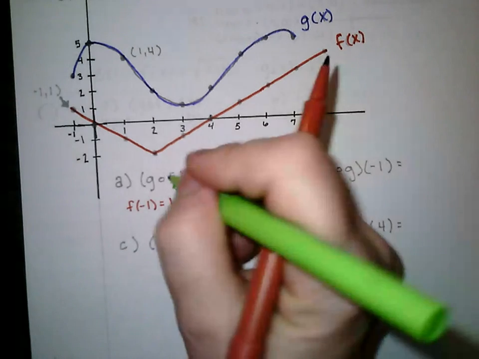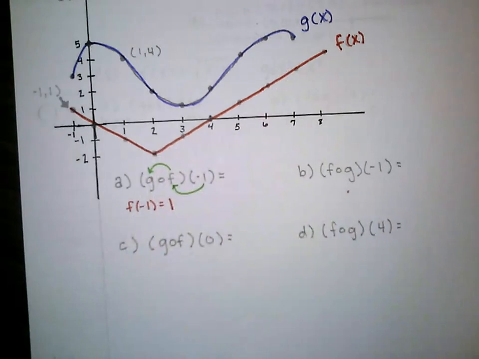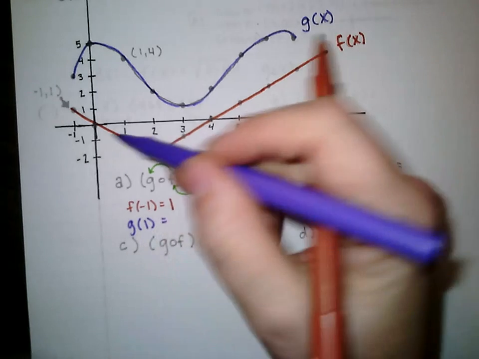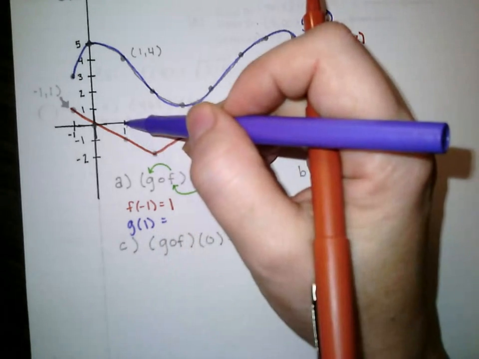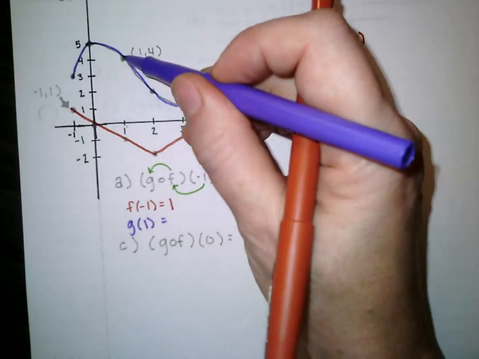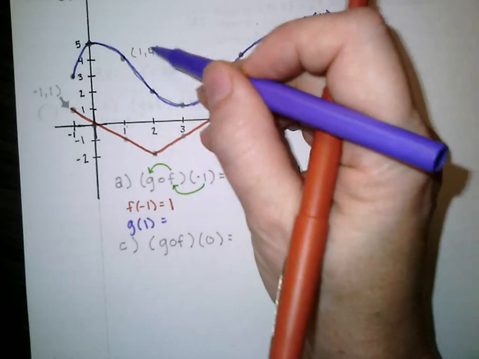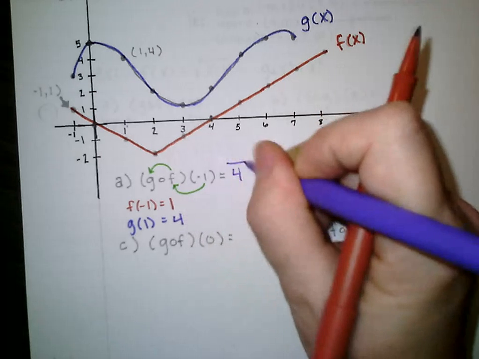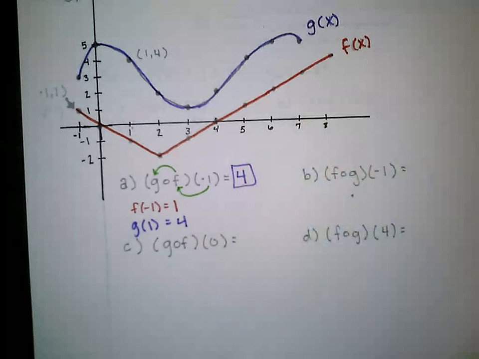And then I'm going to take that output and put it into g of x. So I need g of 1. So I go where x is 1, and I follow that up to g of x, and the output is 4. So g of 1 equals 4. So that's going to be the final answer, will be 4.